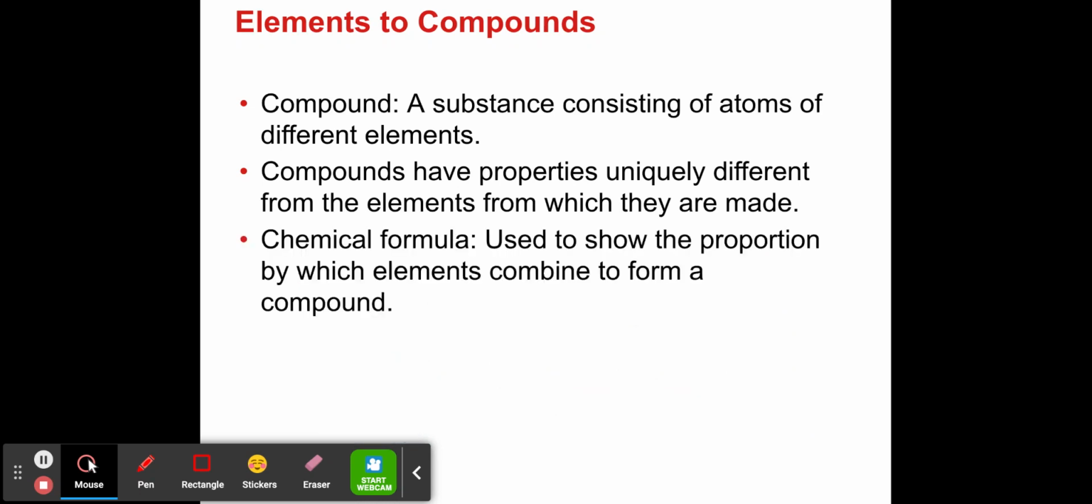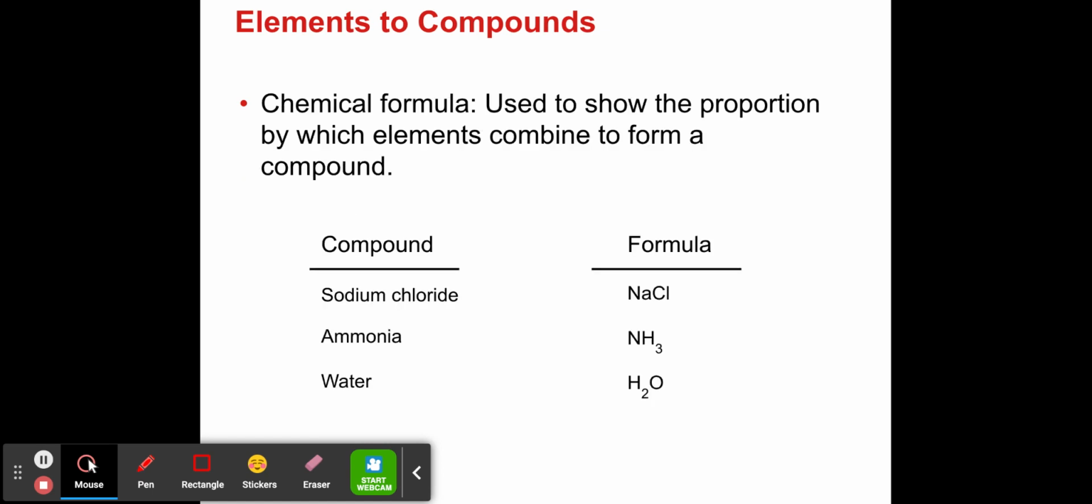Okay. So we use a chemical formula to show the proportion by which elements combine to form a compound. A chemical formula is used to show how many of each atom combine with how many of the other atom. For example, I will take the example of sodium chloride, which is a salt that we use at home. The formula is NaCl. If you look, after the Na there is no number. Those numbers are called subscripts, right?